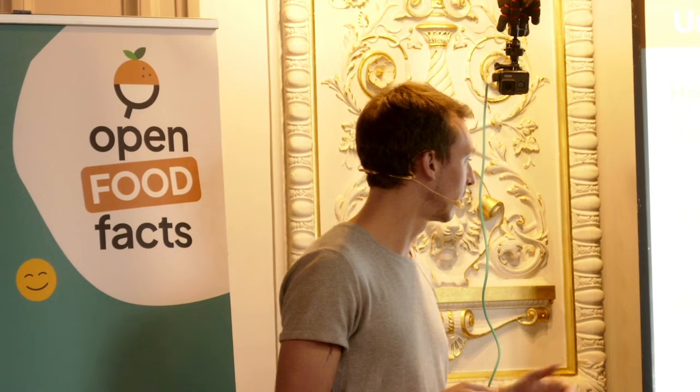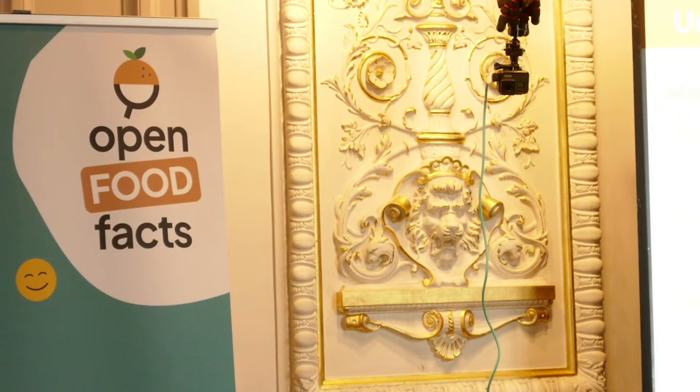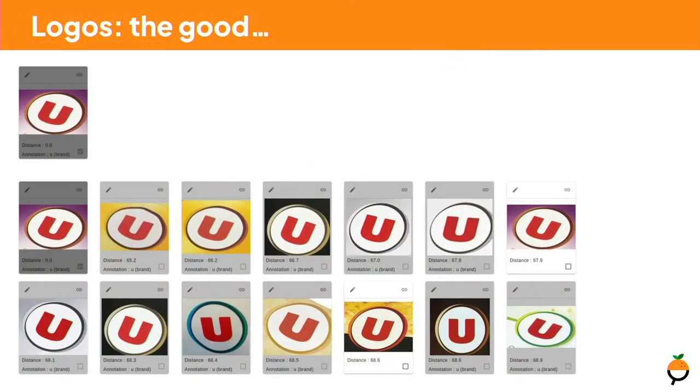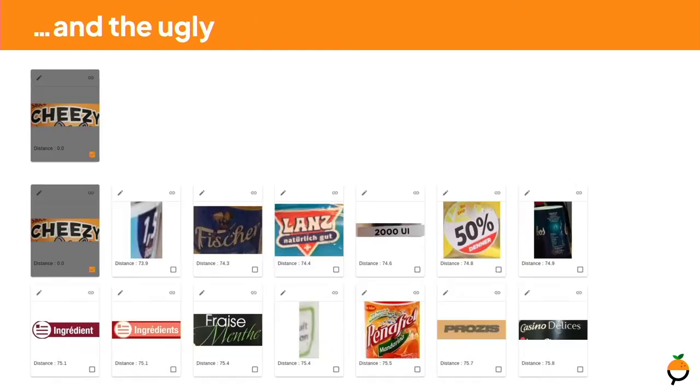And we have 73,000 annotations so far, so it's quite a popular game. And it works really well. Here we have one logo, and on Hunger Game you have the most similar logos in the database. And for some logos it works pretty well. This way you can annotate all these logos, and you say, okay, this is the U brand logo. And this way you immediately update all these products with the U brand. So it's quite an effective way to add information to Open Food Facts. But for some other logos, it's not working that well.